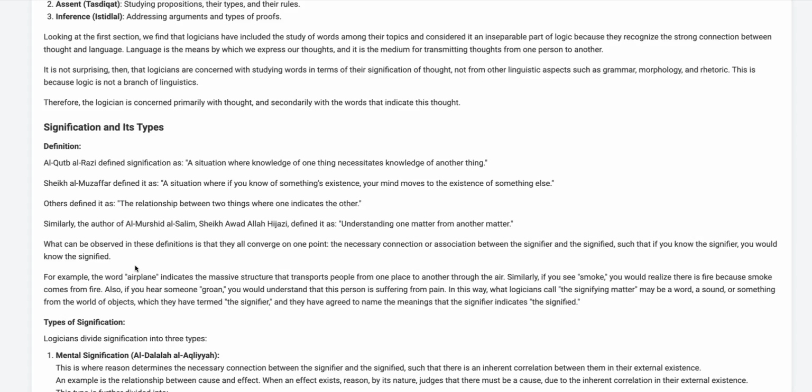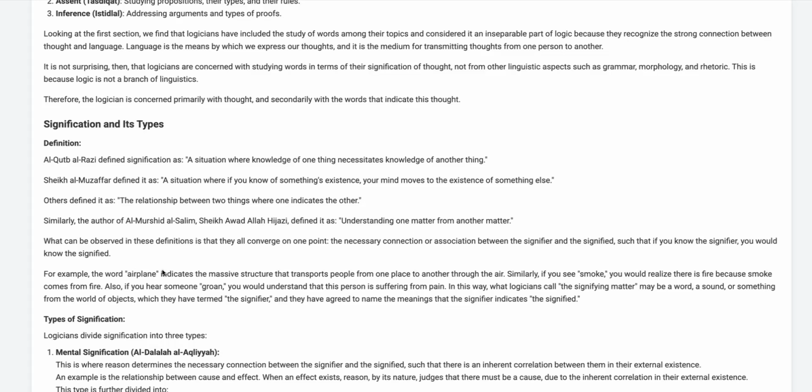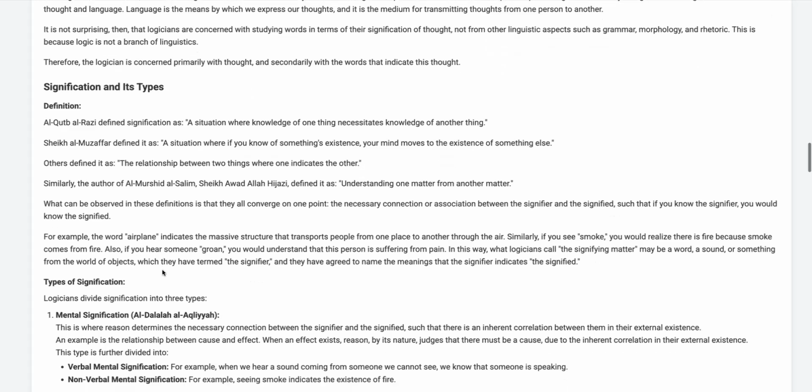In this way, what logicians call the signifying matter may be a word, a sound, or something from the world of objects, which they have termed dalil. And they have agreed to name the meanings that the signifier indicates. What it indicates is what? Madlul, the signified. In the Quran, everything in creation is ayah. And its madlul is al-Khaliq, subhanahu wa ta'ala. Is Allah.